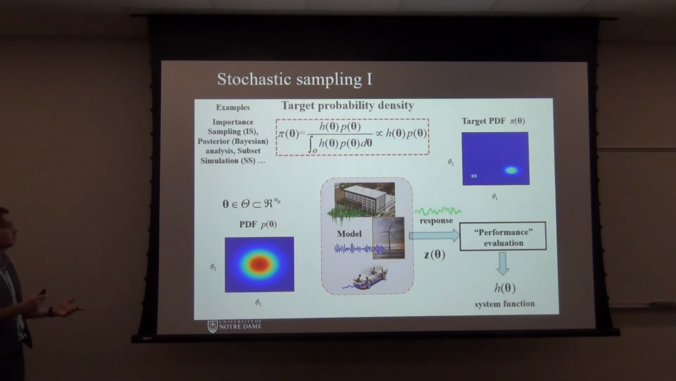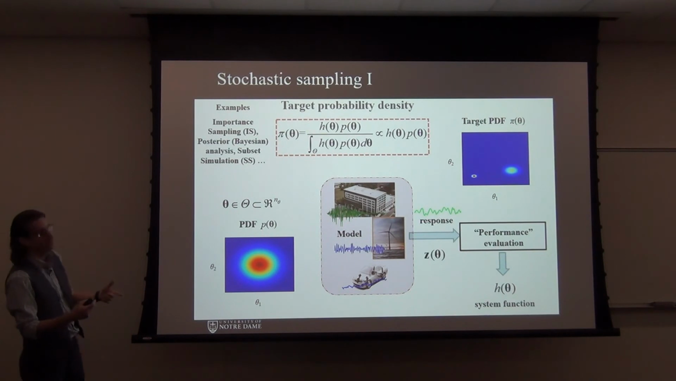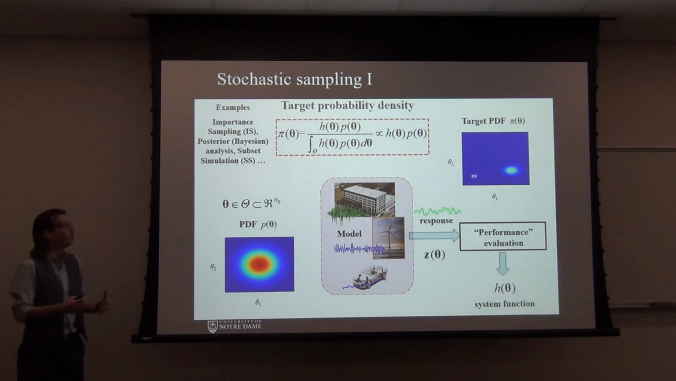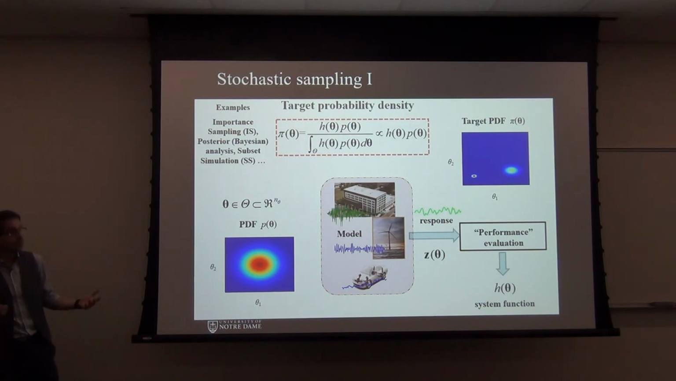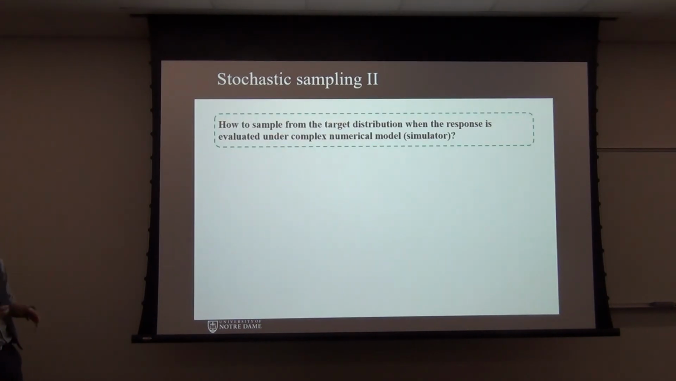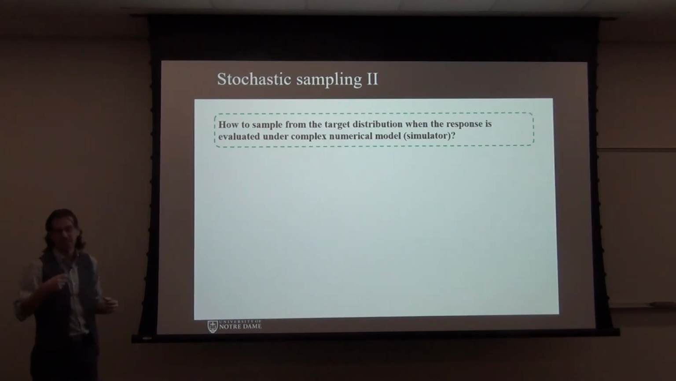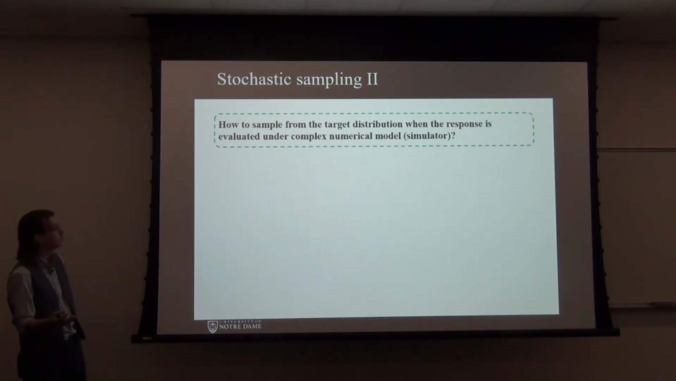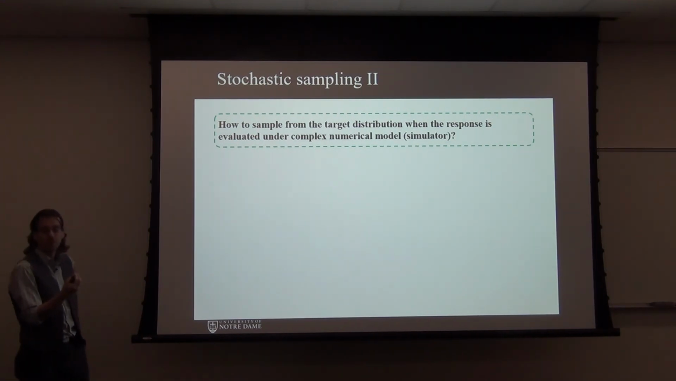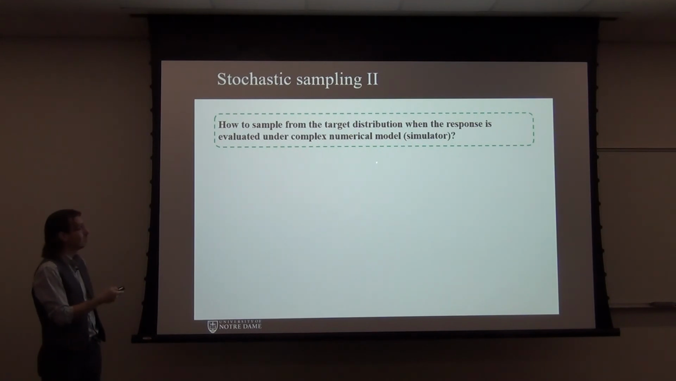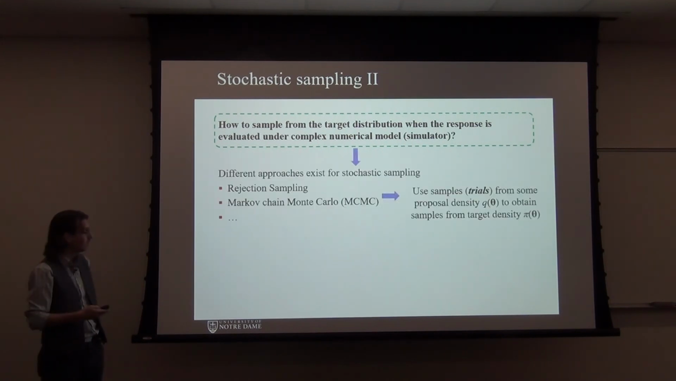So you can have a setting like this when you're looking at importance sampling, or subset simulation for rare event estimation, or posterior Bayesian analysis. And generally, for this problem, which is again simulating from a target distribution, that involves the response of a system that's evaluated under a complex numerical model.